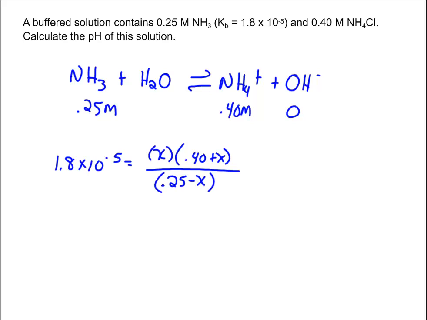Again, since our exponent is the negative 5, we can cancel out the plus X and the minus X. And so we're left with X equaling our hydroxide ion concentration, and we find that equals 1.1 times 10 to the negative 5 molar.